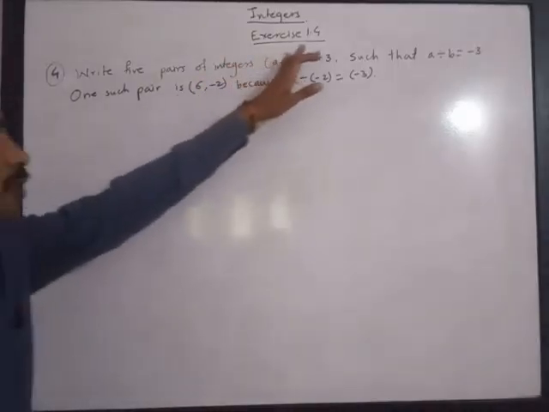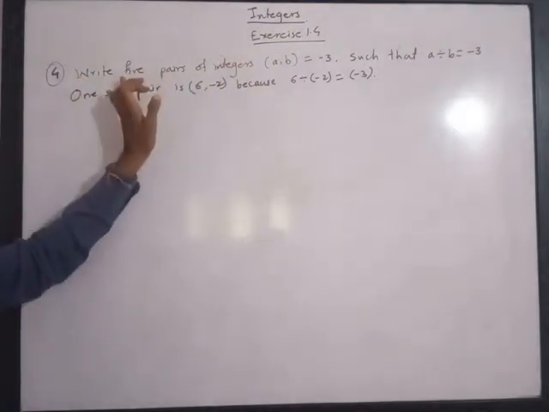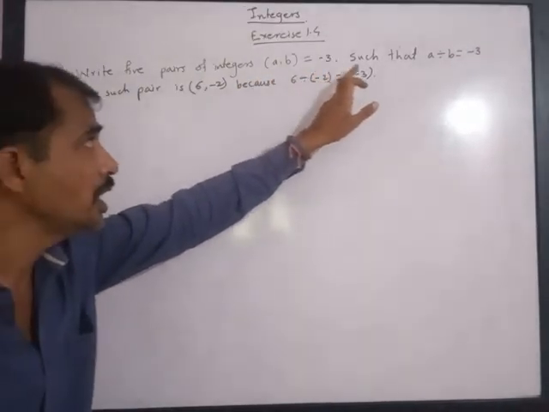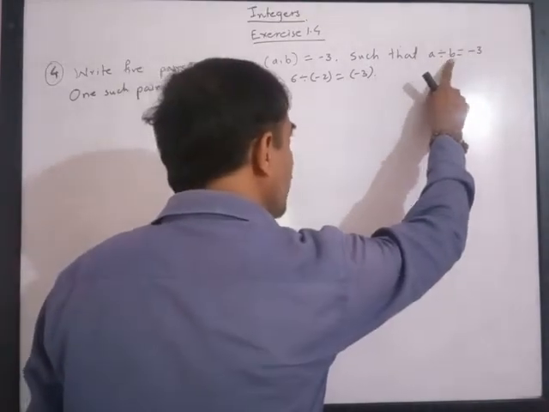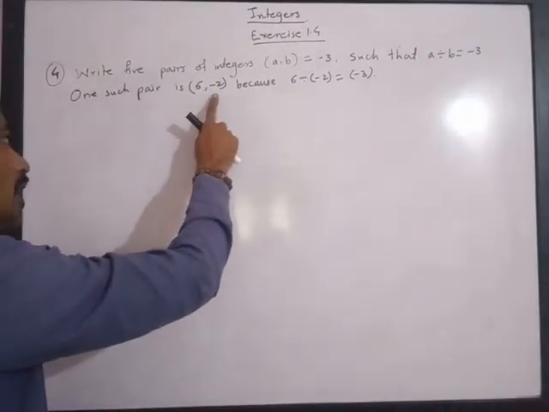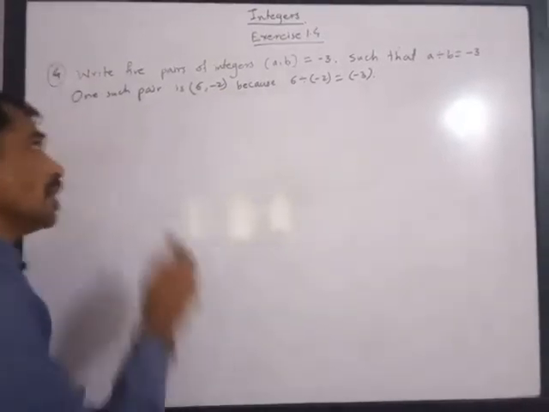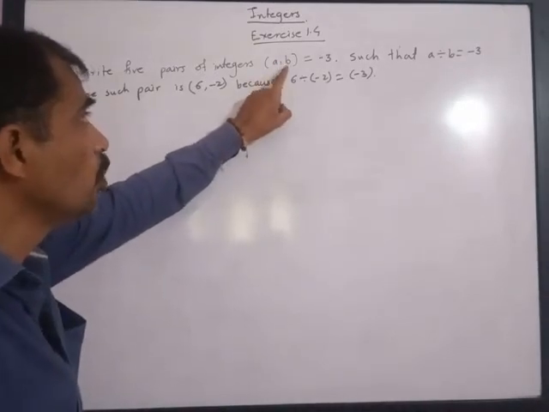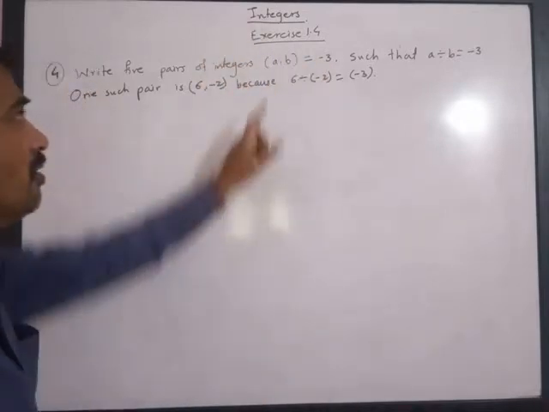In exercise 1.4, the fourth question is write five pairs of integers a comma b such that a divided by b is equal to negative 3. That means if the first integer is divided by the second integer, the answer is negative 3. One such pair is 6, negative 2, because 6 divided by negative 2 is negative 3. Now try to understand this. Please note here, one integer must be the multiplier of negative 3. Then we will get the answer.